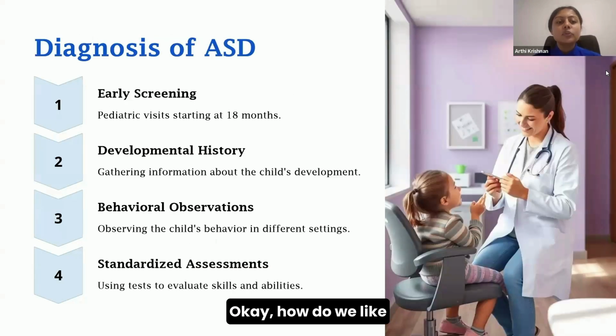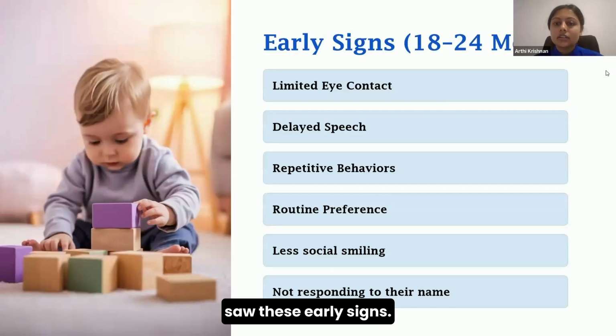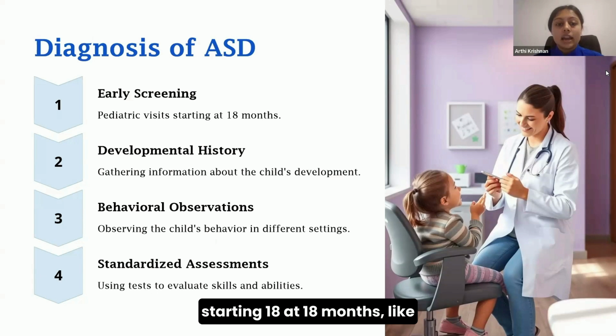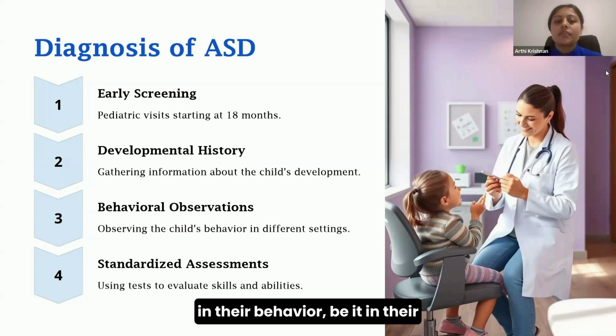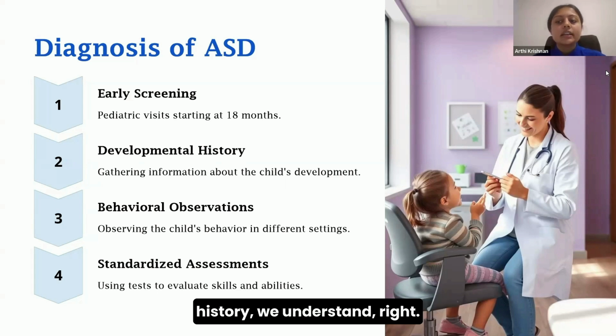Okay. How do we diagnose autism spectrum disorder? Some time ago we saw these early signs. These early signs are markers or indicators, but what gives a definite diagnosis? So, early screening. It's recommended that starting at 18 months we do early screenings so that the pediatrician can find out if anything is problematic, be it in their communication, behavior, functioning or development. Then, when we gather the developmental history, we understand if there's any delay or any abnormal functioning. We also observe the child.